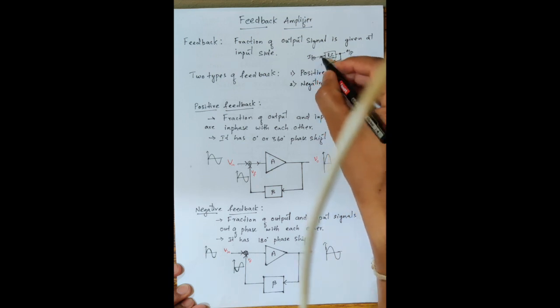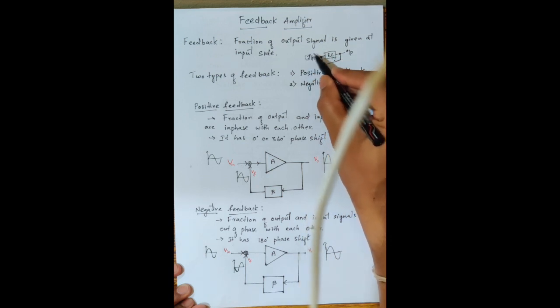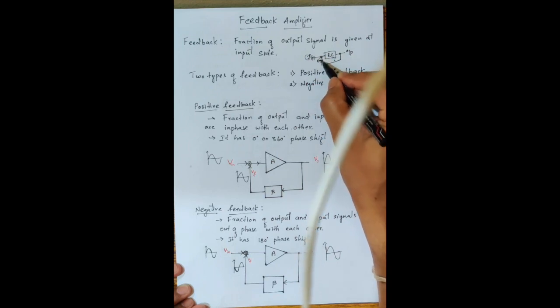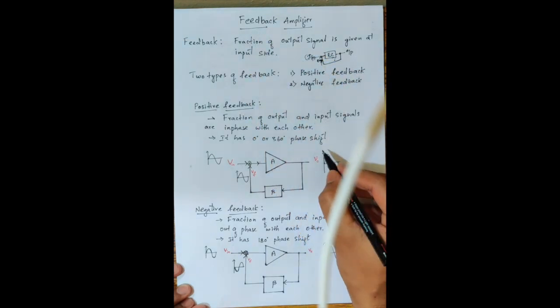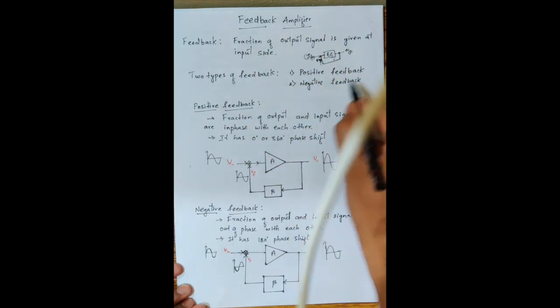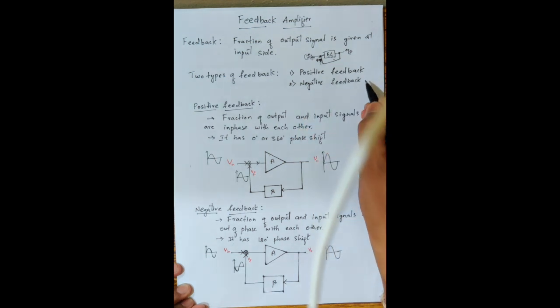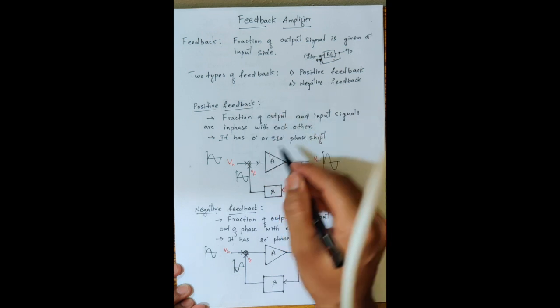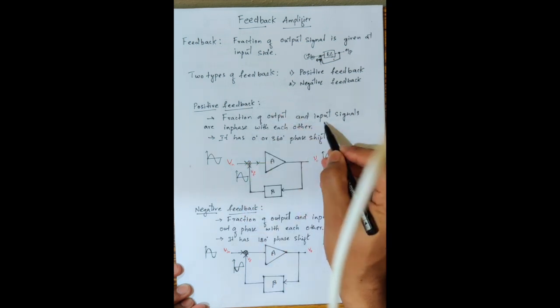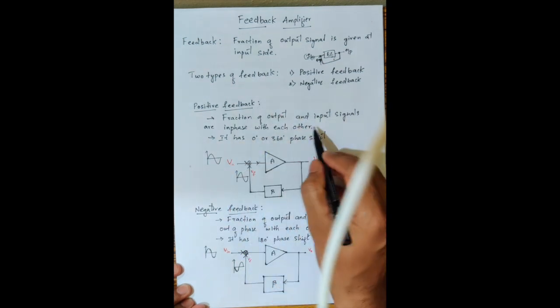So at the input side there are two types of signals. One is the input signal and the fraction of the output signal will be there. So based on these two signals, this feedback is classified into two types. One is positive feedback and the other is negative feedback. We'll discuss one by one, where positive feedback is nothing but a fraction of the output signal and the input signal are in phase with each other.